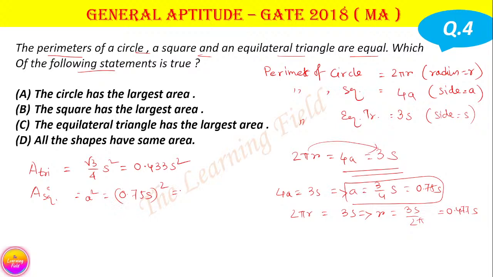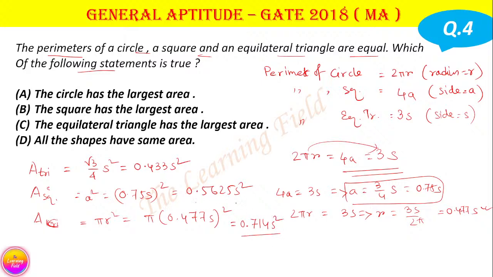This is equal to 0.5625 s square. And the area of the circle is equal to pi r square, which is equal to pi into 0.477 s whole square. So if you calculate simply, this is equal to 0.714 into s square.